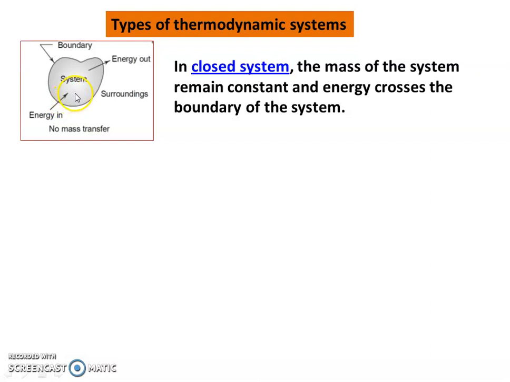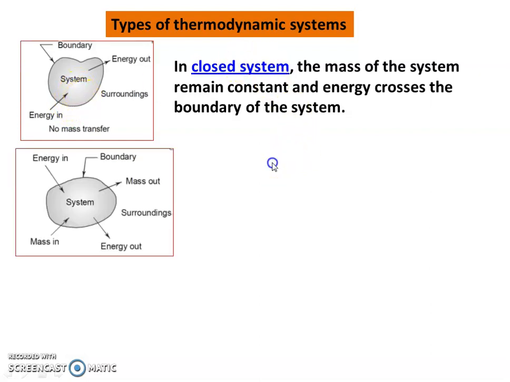energy entering into the system, energy leaving the system. So, in a closed system, mass of the system remains constant and energy crosses the boundary of the system. Only energy crosses, and the mass of the fluid is constant. That is called a closed system.